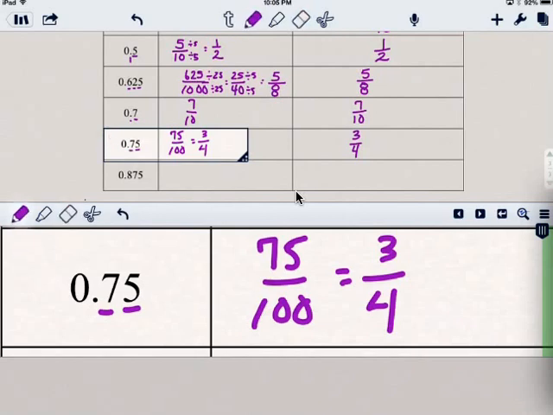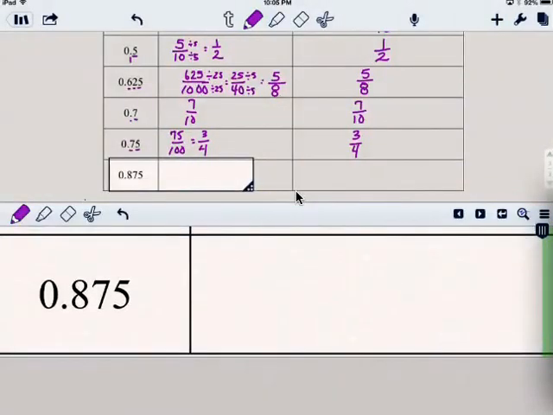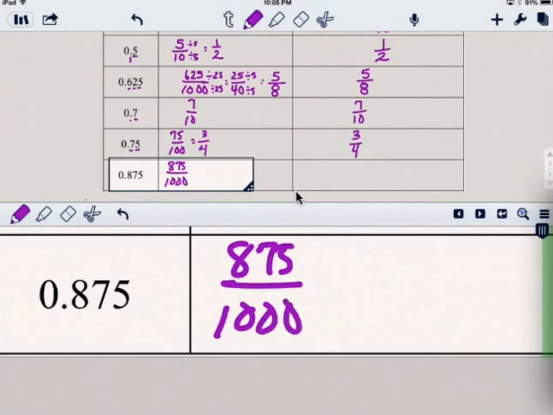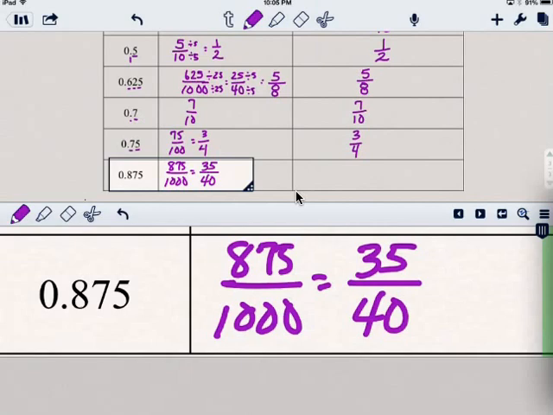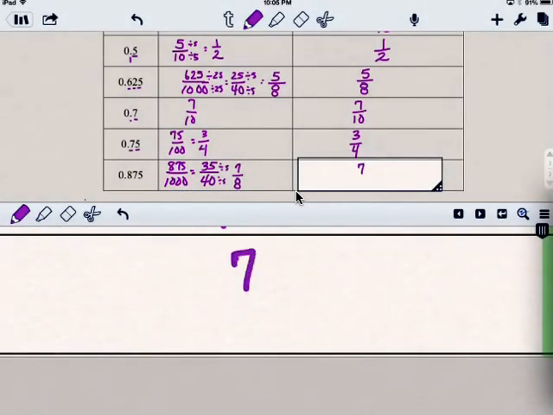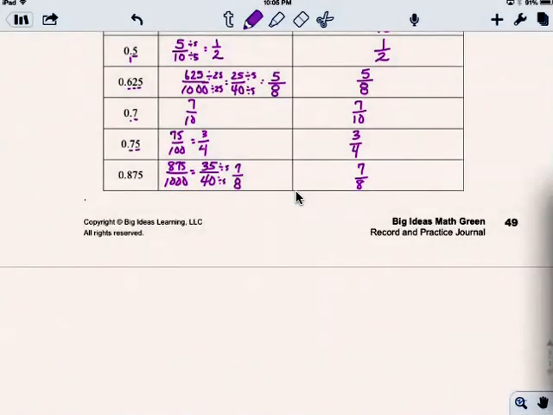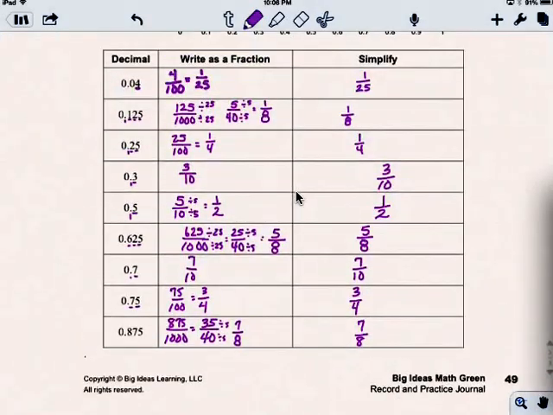Okay. And the last one, 875 thousandths. One more time. Divide top and bottom by 25. And I get 35/40ths. And then I can go ahead and divide them again by 5. And I get 7/8. 7/8. Okay, so now let's look at the whole table.